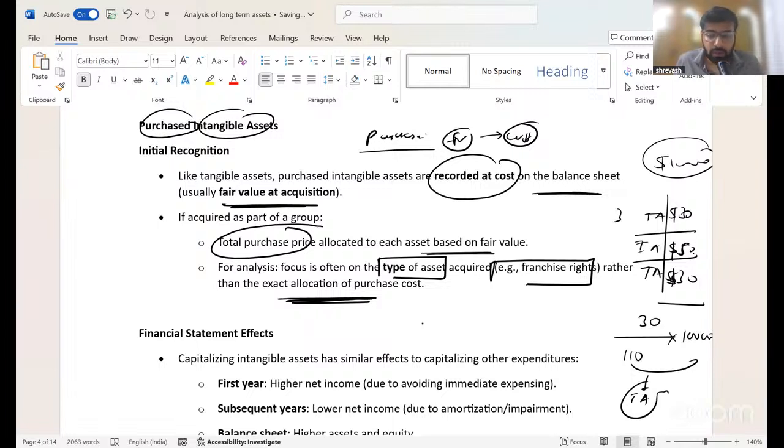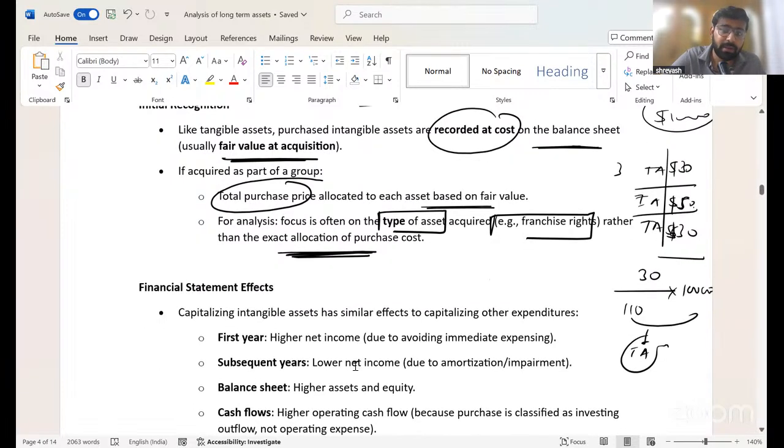Basically, what are you acquiring? Are you acquiring franchisee rights? Are you acquiring some other type of intangible asset? That matters. Why? Because whether it will have a finite life or indefinite life, and whether it is capable of being separately sold or not, all of those things matter. Something that is not capable of being separately sold is usually not purchased. But the point is that what kind of asset you're acquiring matters a lot, because the future treatment of that particular intangible asset will depend upon finite, indefinite life, and all of those things.